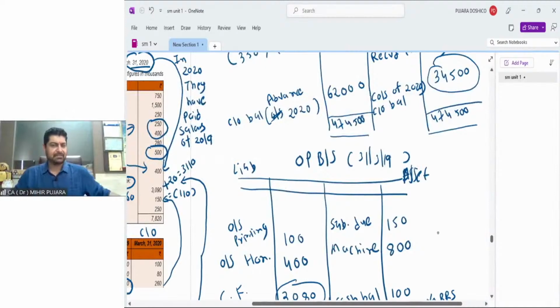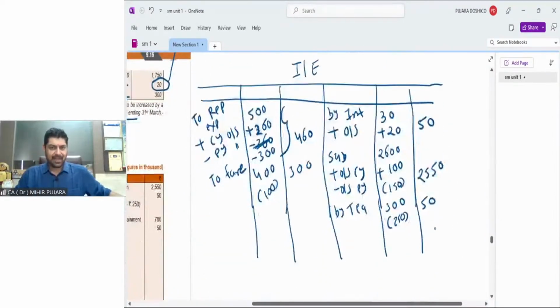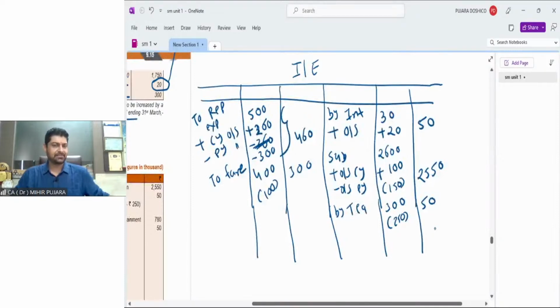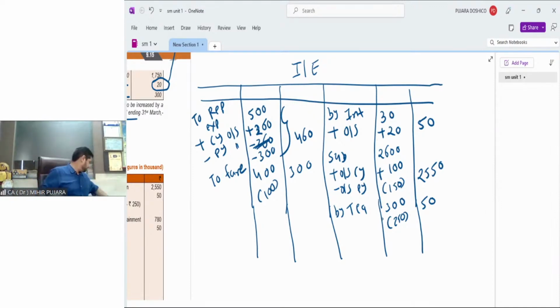Just recall this, guys. We have first prepared the opening balance sheet. After this much we have completed subscription, interest, T, fare, repairing. This much we have completed.